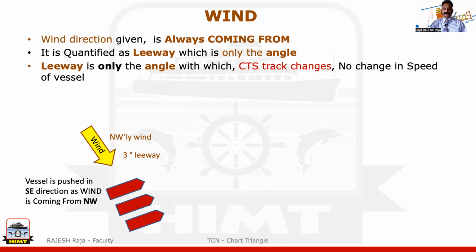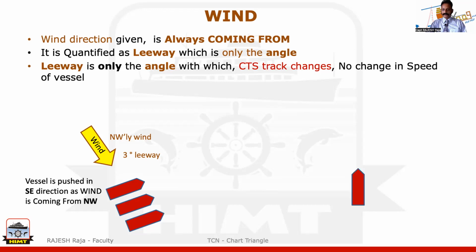This angle is the angle with which it affects your course steered track, or CTS, course to steer, whatever it is. So what is the angle with which it affects the course steered track? That is what is your leeway. And normally for a wind, we don't apply any change in speed. I'll come back with a small liner for telling why we don't consider the speed.